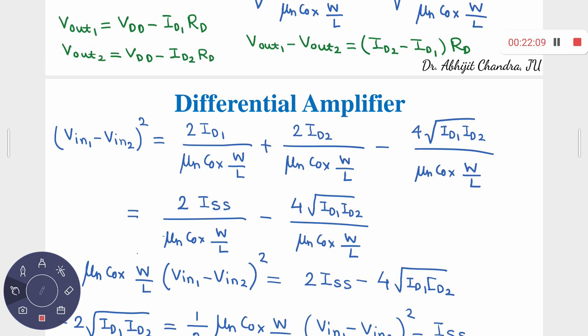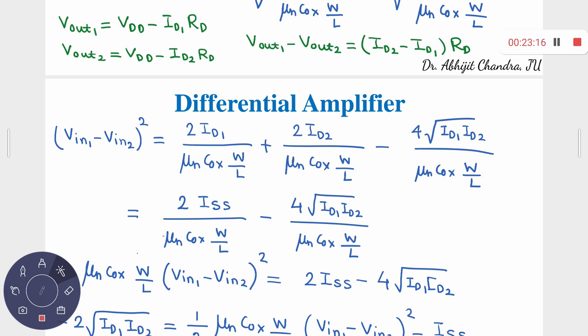Twice ID 1 by this. Let it be K, this is also K. So ID 1 plus ID 2 is ISS. Therefore it is twice ISS upon mu n C ox W over L. So V1 minus V2 whole square is the simple A minus B whole square formula, A square plus B square minus twice AB. So we have this one, twice ISS by mu n C ox W over L minus 4 square root of ID1, ID2 upon mu n C ox W over L.